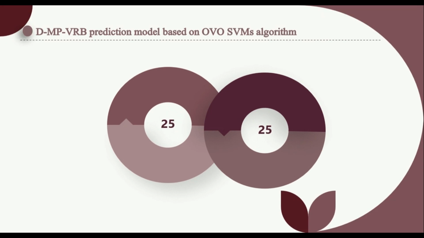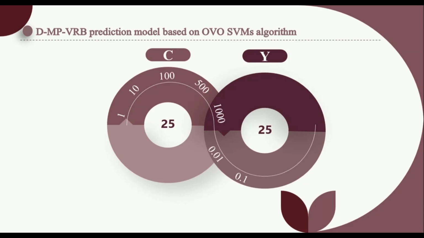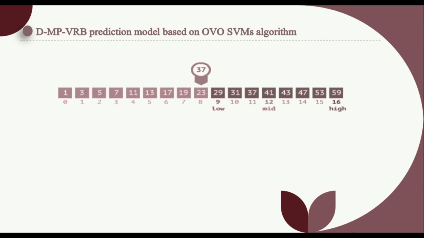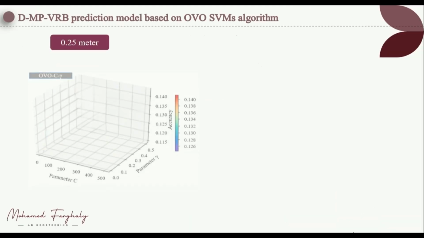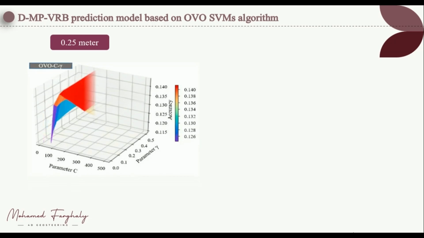Initially, 25 combinations of parameters C and gamma were tested, with C ranging over 1, 10, 100, 500, 1000 and gamma over 0.01, 0.1, 0.5, 1, 10. The initial search provided optimal parameter values tailored to the 4 target categories within the database. Subsequently, we conducted fine searches. For example, for a step size of 0.25 meter, we narrowed down the search space to yield refined optimal parameter values and select the best parameter value, 100, 0.1.